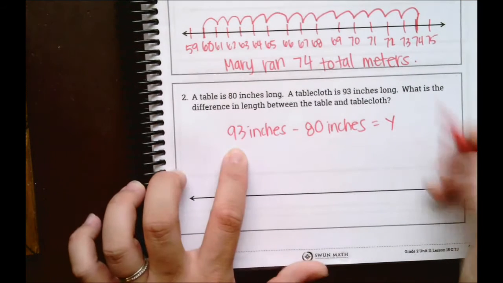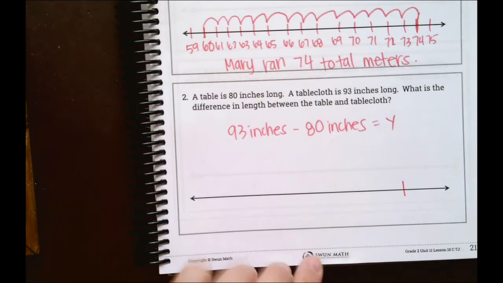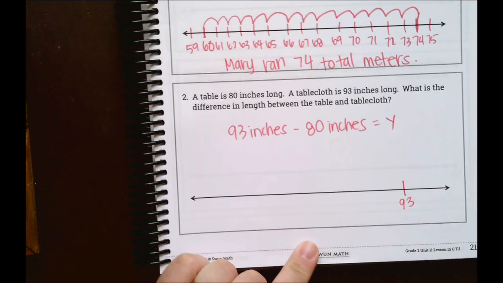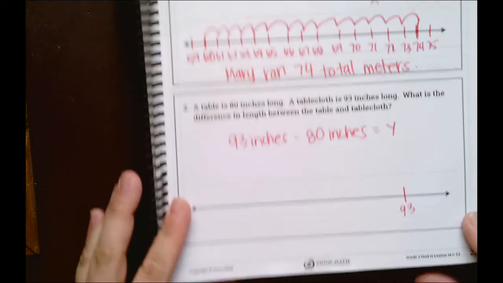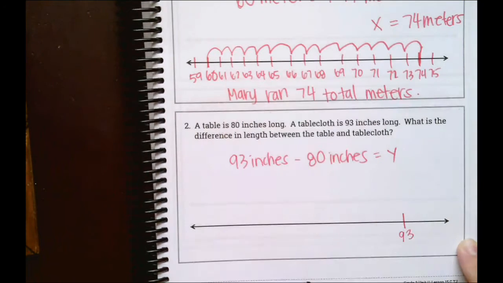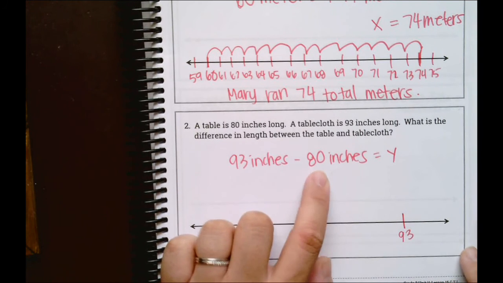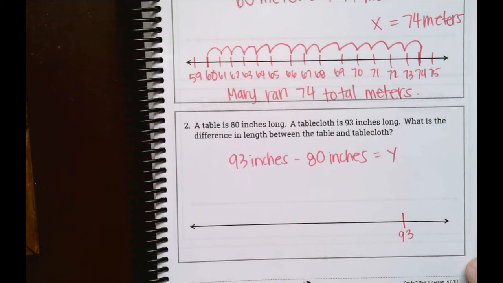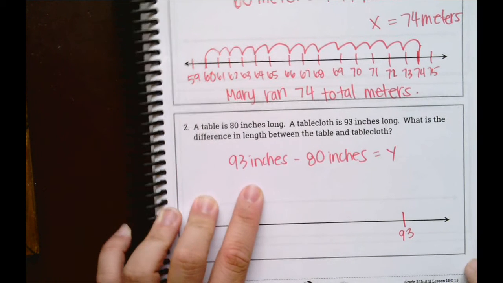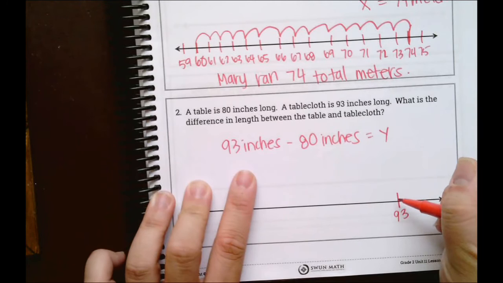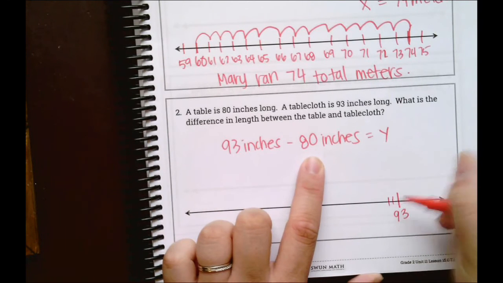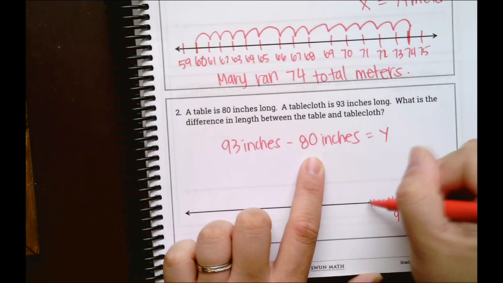So we need to put our biggest number on the right-hand side of the number line. 93. And up here, we just added how many we were adding. Back here, can you just put 80 on here? No. You need to add numbers in between till you get to subtracting 80. Okay, so here we go. I'm going to start adding. So 93 minus 1, 2, 3, 4, 5, 6, 7, 8, 9, 10.